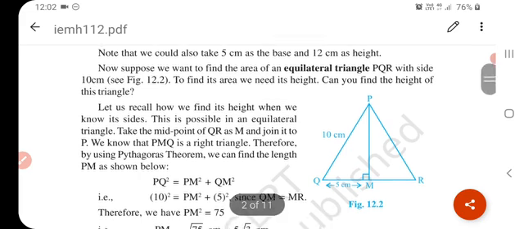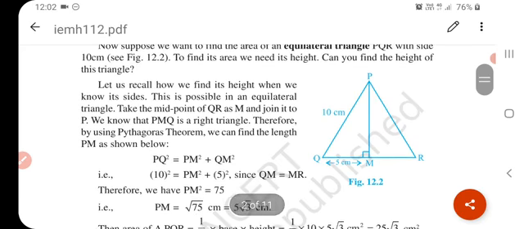When we want to find the height of this triangle, we want to draw an altitude. What do we have to draw? We have to draw an altitude. Let us recall how we find its height when we know its side. This is possible in an equilateral triangle. Take the midpoint of QR, we have taken the midpoint M, and join it to P.